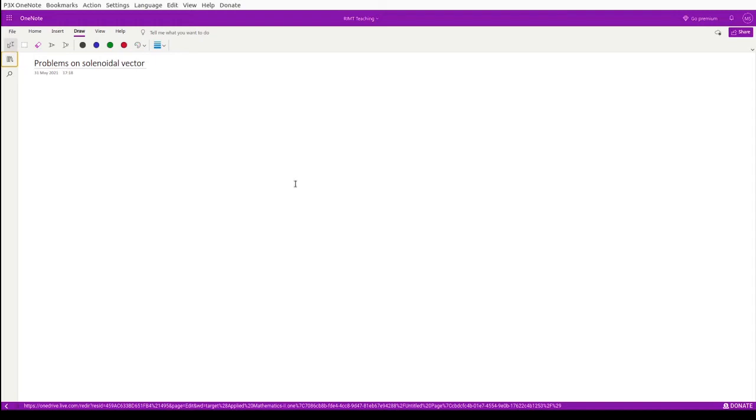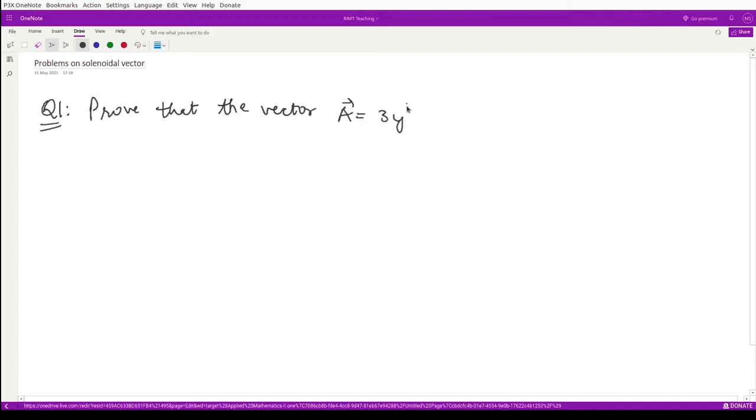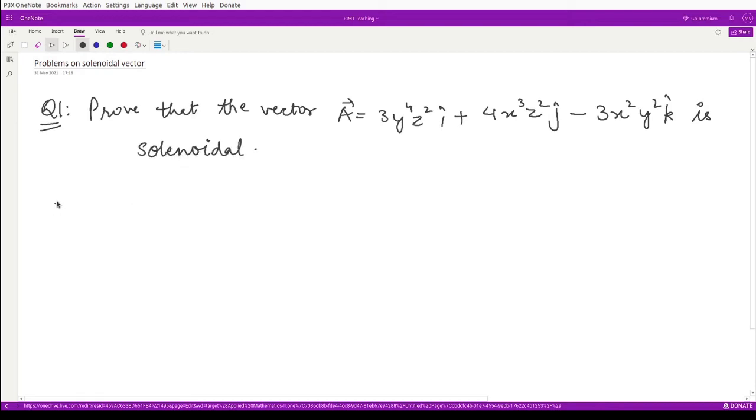Now let us move on to some other problems related to solenoidal vectors. So we have this question which says: prove that the vector A, defined to be 3y to the power 4 z square i cap plus 4x cube z square j cap minus 3x square y square k cap, is solenoidal. Now this is very simple, right? So let us move on to its solution.